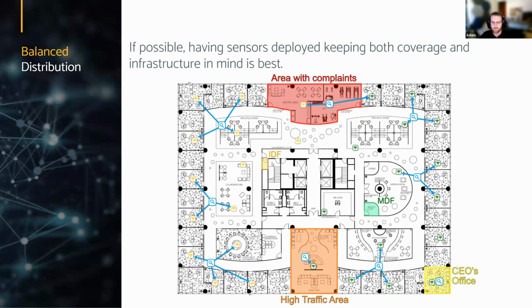And here, really what I have laid out is two closets. I kind of regret using yellow as the indicator here, a little bit hard to see, but we have IDF and the MDF. And then on this side of the building, we have all of those APs going to the IDF. On this side, we have all those APs going to the MDF.